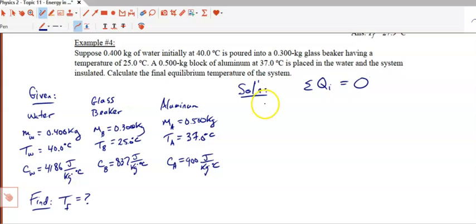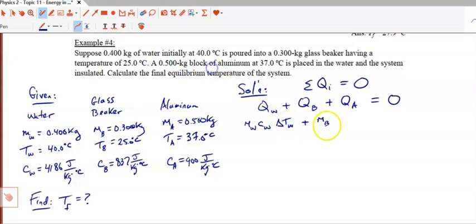Okay, so we have essentially Q of the water, Q of the beaker, and Q of the aluminum all add up to 0. And so we just simply put our expressions in here. M water, C water, delta T water, plus M beaker, C beaker, delta T beaker, plus M aluminum, C aluminum, and then delta T aluminum. And this all adds up to 0. I bet I'm going to have a hard time trying to fit all this in. It's going to be over 2 lines.